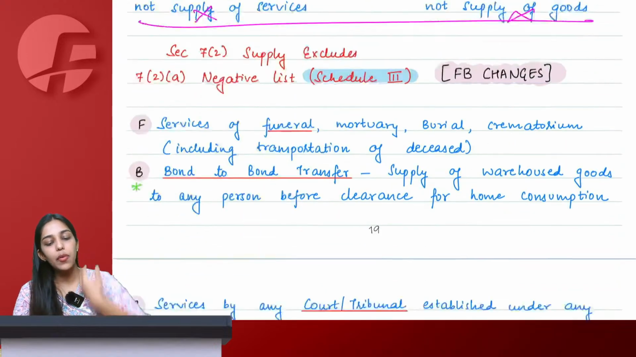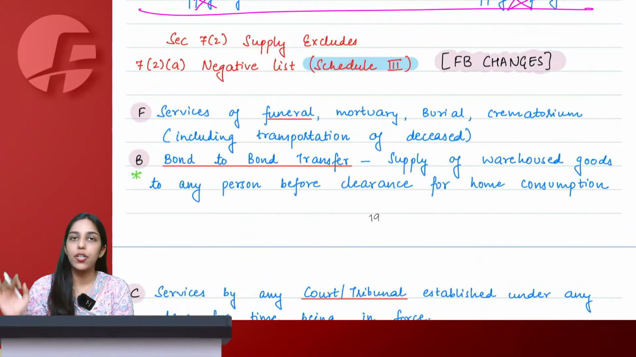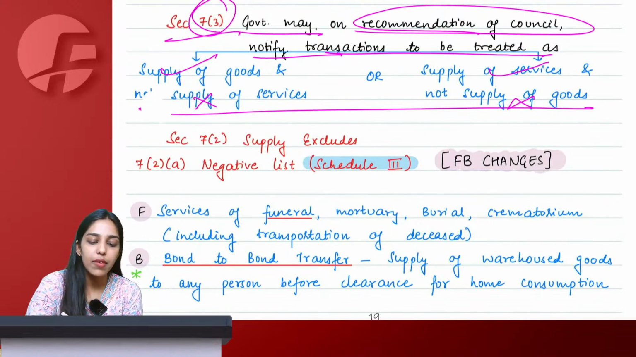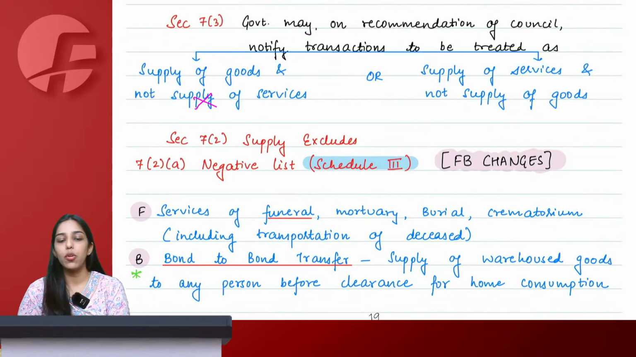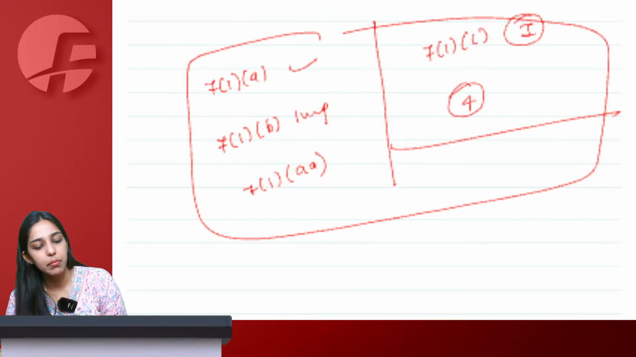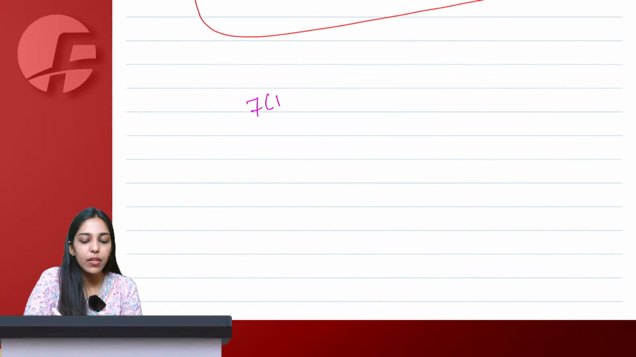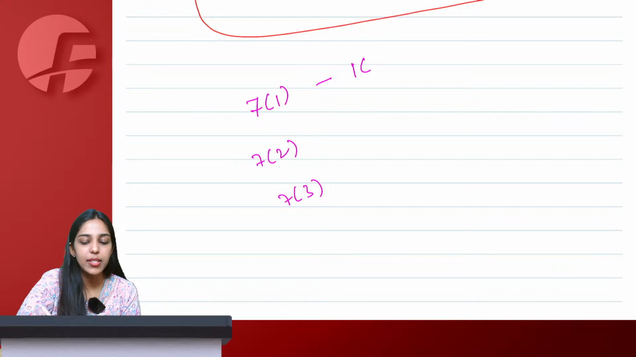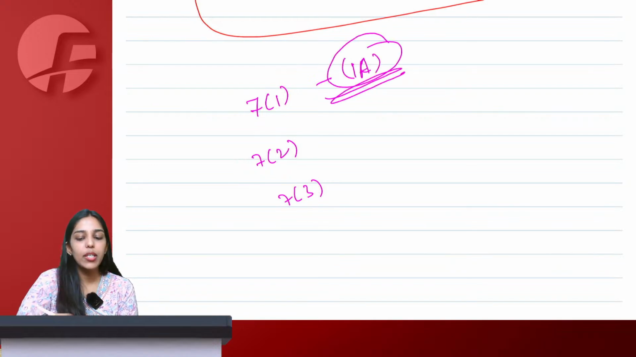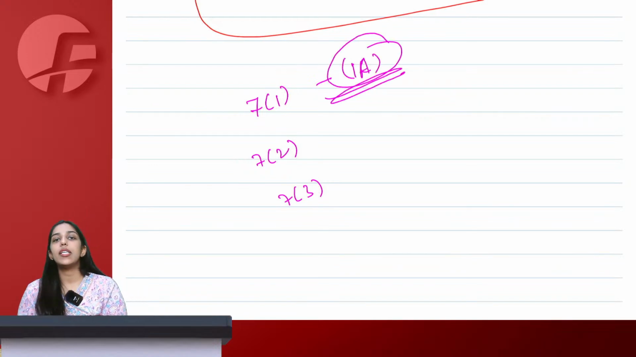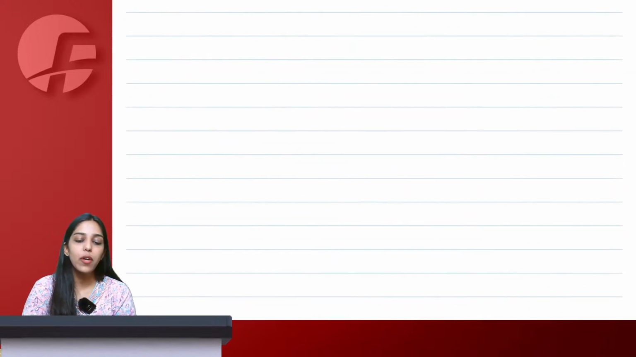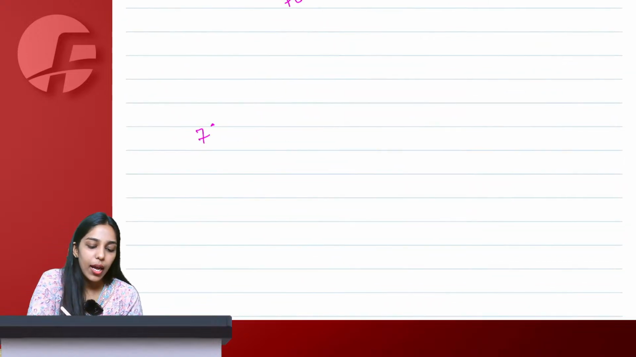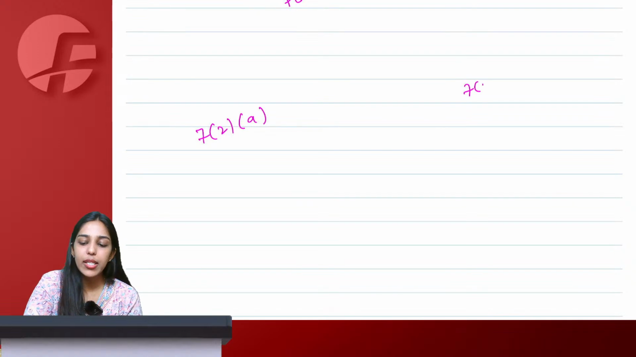Yes. And now coming to the last subsection of the chapter, which is 7(2), supply excludes. Everyone here with me? 7(1) said supply includes. 7(2) says supply excludes. 7(3) says government has power. And 7(1)(a) simply says whether it is goods or services. Now section 7(2) has two clauses, 7(2)(a) and 7(2)(b).